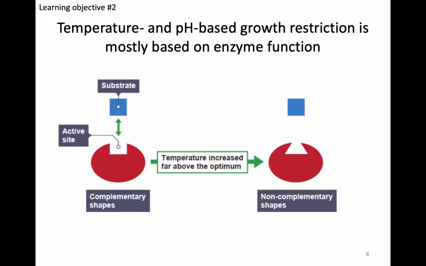So we have on the right the red enzyme has changed shape slightly, so it doesn't bind to its substrate as well as it does at optimal temperature, and therefore reactions will not be occurring as quickly in the microbe, and therefore the microbe will grow more slowly. So the temperature and pH-based growth restrictions are mostly based on enzyme function, where enzymes function best at the optimal temperature and pH for the microbe.